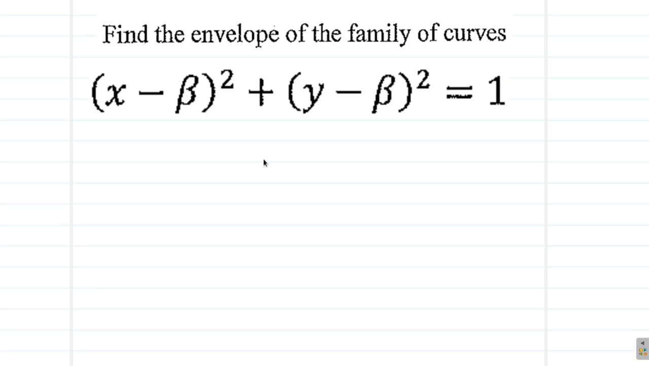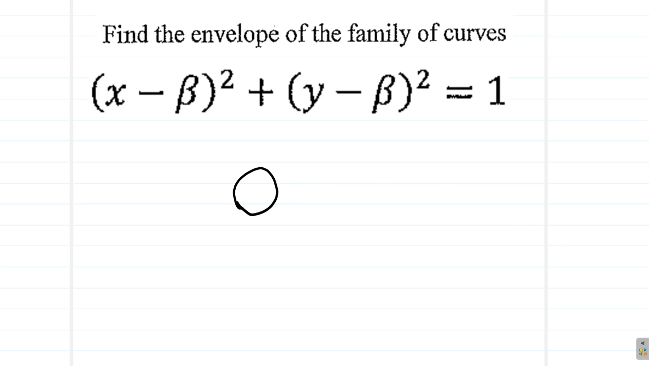Find the envelope of the family of curves. So you have (x minus beta) squared plus (y minus beta) squared equals 1. Alright. Now basically what is going to happen is this. The curves you'll see here are circles. Alright?